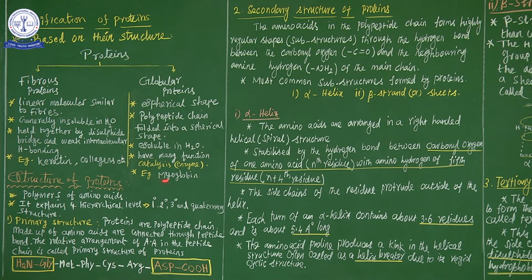So co-catalyst use ஆகுது. So enzyme. Example for globular protein is myoglobin. So fibrous protein means which is in the linear form, and globular protein means which is in the spherical form.